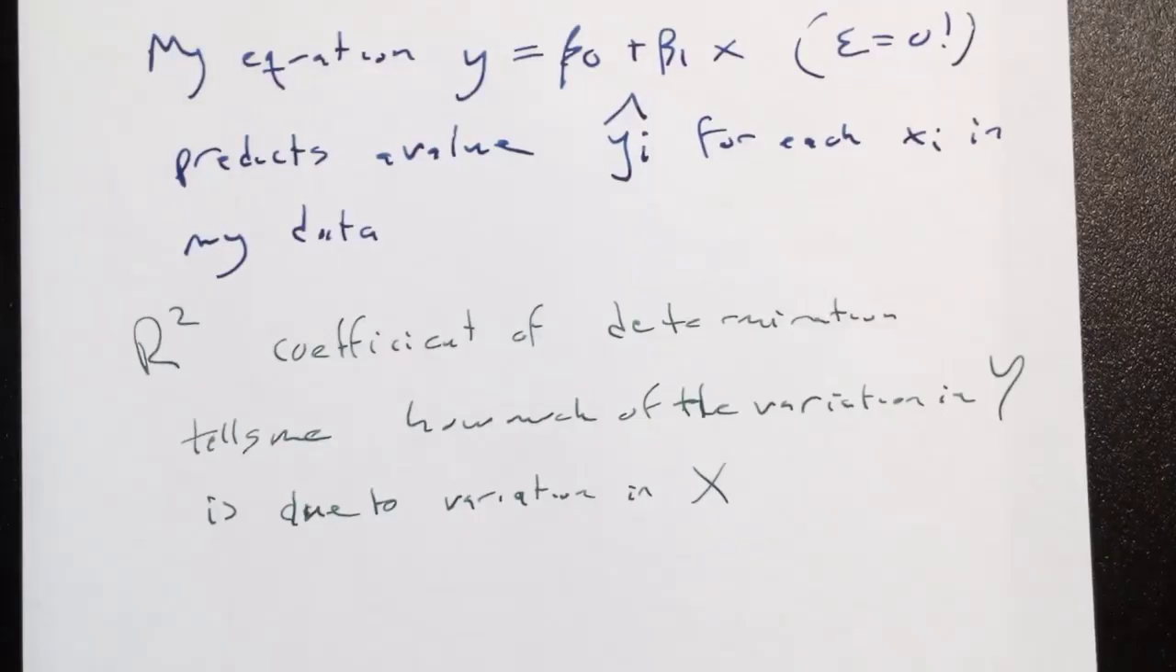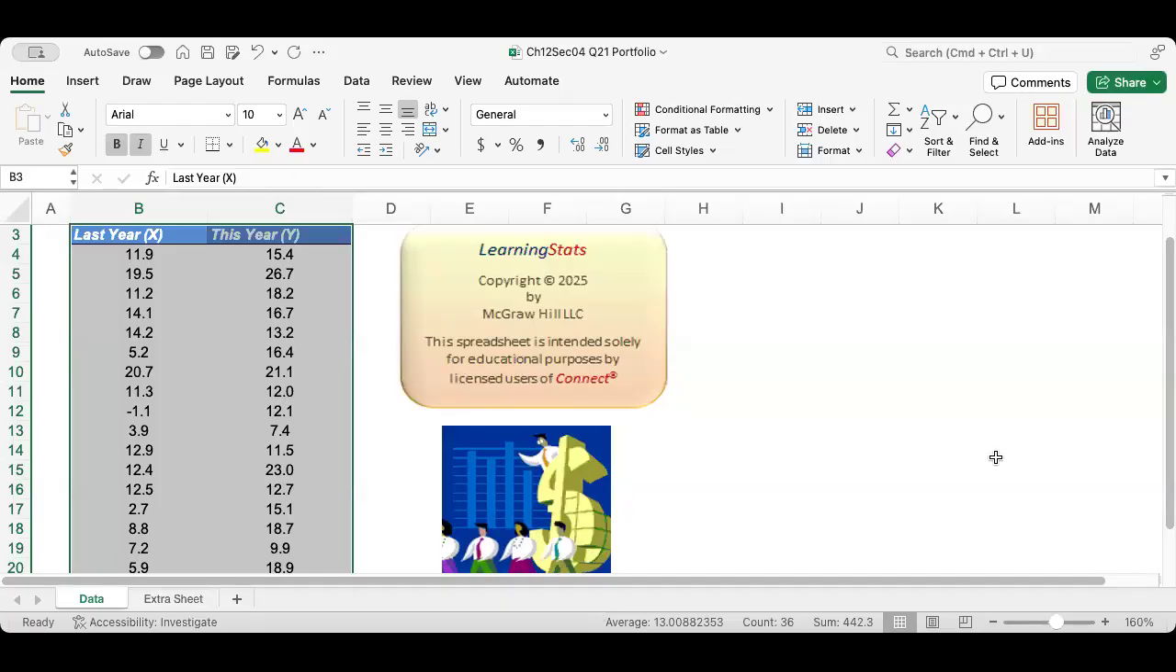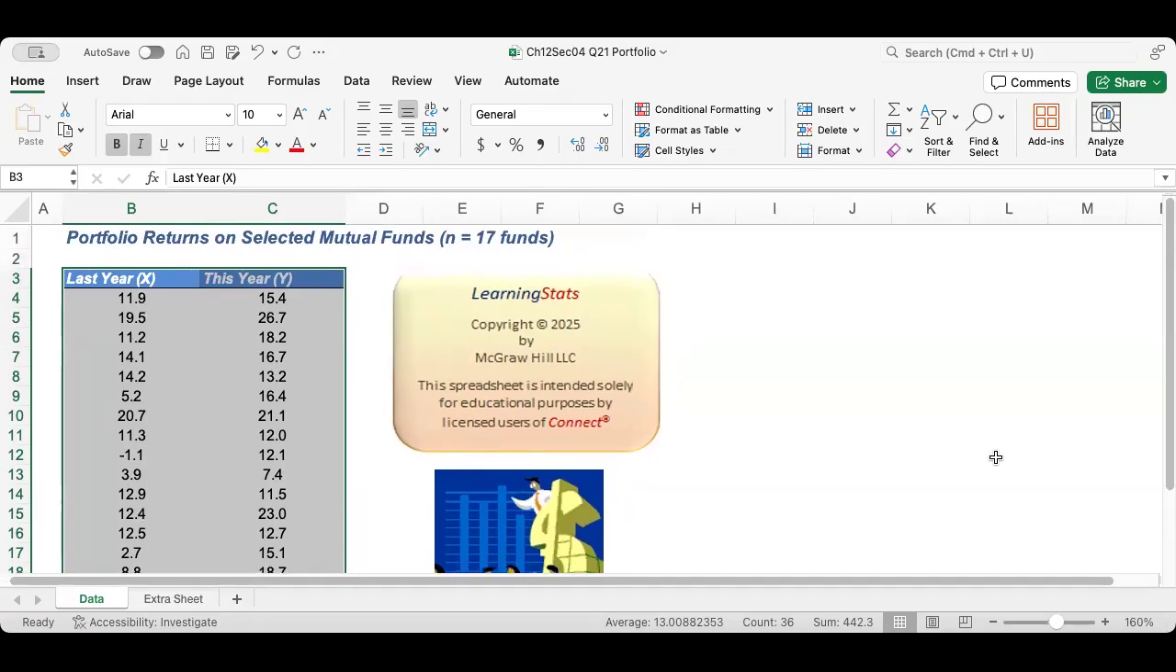One more. Let's look at a larger set of data. I have here returns on mutual fund portfolio. Last year's return versus this year's return. If I did well last year, will I do good this year?